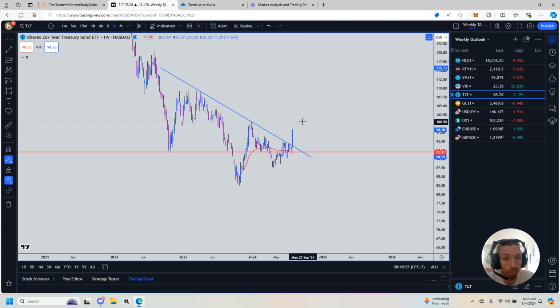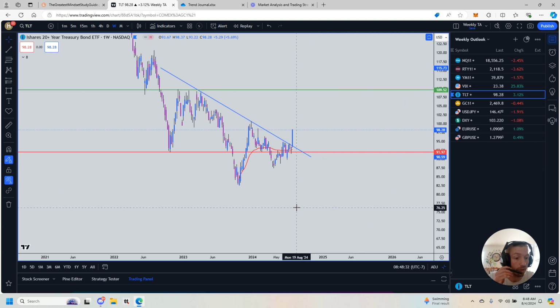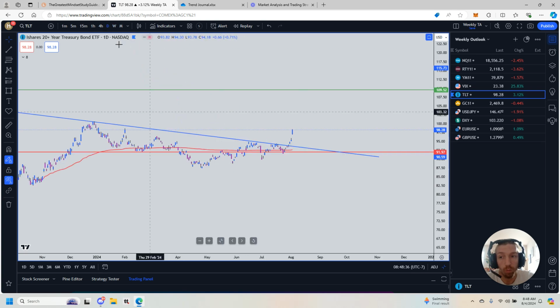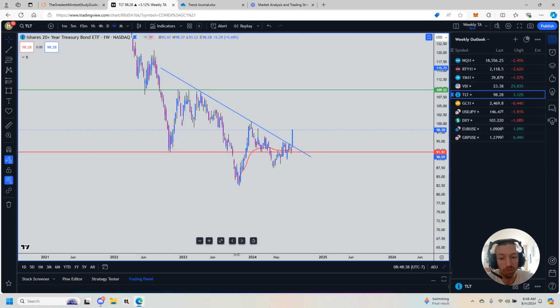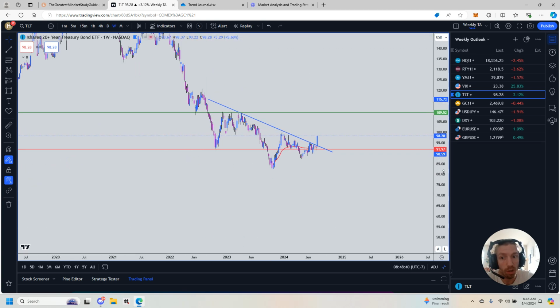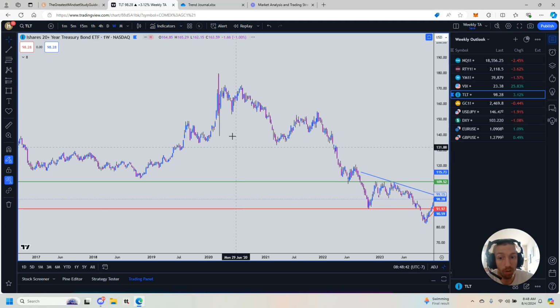So an easy first target would be this 100. Then we have this set of equal highs right here at 110, which is a heavy move in bonds. 10% is a big move in bonds. So that's one thing that I'm going to be watching. When we do see heavy moves to the downside in equity markets, you do see moves to the upside in bonds a lot of times.